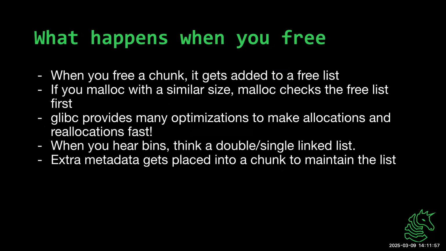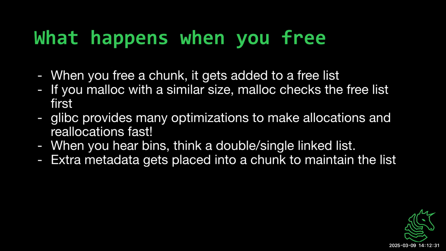So when you free a chunk, what happens at a high level is it gets added to some sort of free list. For now, we'll just think there's one free list that is just a linked list of all the free chunks in the heap. And so when you malloc a chunk with a similar size, maybe slightly lower, or ideally exactly the same size as a chunk in the free list, then instead of requesting memory from the OS or taking from the top chunk, it will instead use that chunk that's in the free list. This is so that you don't end up wasting a bunch of memory.